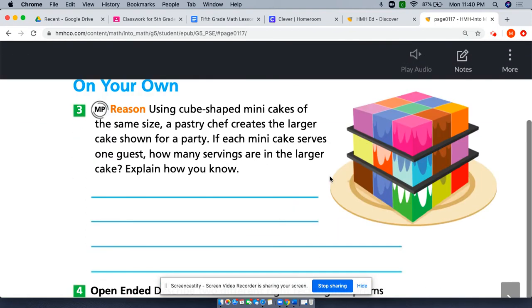Over here, we're using cube-shaped mini cakes of the same size. So this is one huge cake, and inside of here, this is a mini cake, that's a mini cake. Each of the blocks is a mini cake. He creates a larger cake shown for the party. Each mini cake serves one guest. So this one pink block over here, that's enough for one guest serving size. This blue block is one serving size. This purple block is one serving size. Each one of the blocks is one serving size. So it wants to know how many servings are in the large cake. So in this whole cake, how many people can it serve? And explain how you know that.